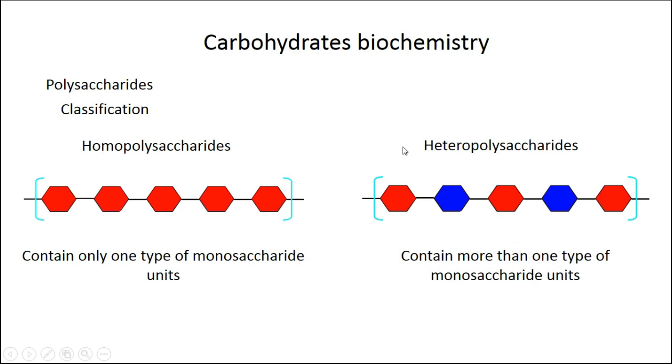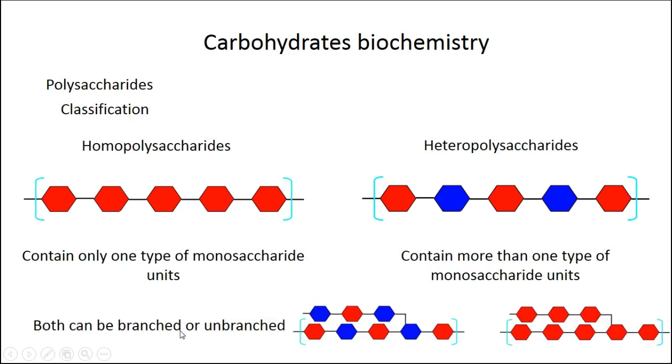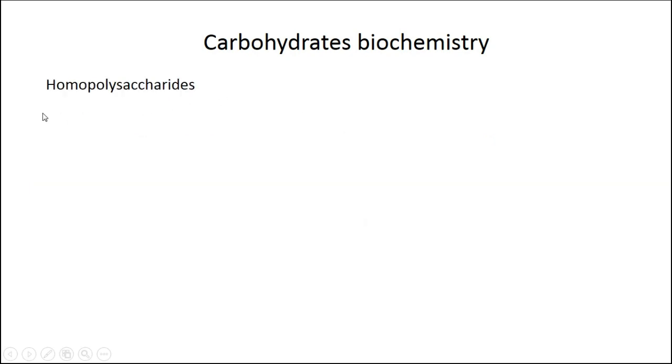Both homopolysaccharides and heteropolysaccharides can be branched or unbranched. So this is branched and this is unbranched, for homopolysaccharide and heteropolysaccharide. We will talk about the heteropolysaccharides in another video, so let's talk about the homopolysaccharides first. The homopolysaccharides can be different according to the monosaccharide that they have in their structure.